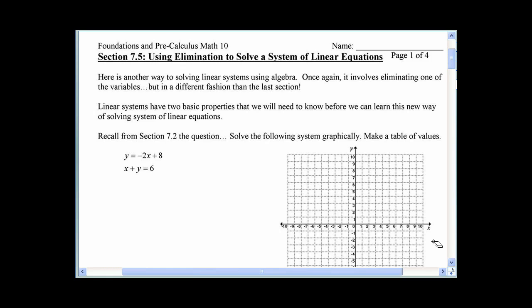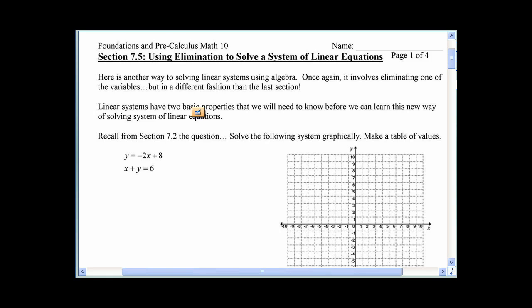Before I do that though, I want to review two basic properties of linear systems that we need to know before we can solve by elimination. So remember in section 7.2 when we asked you to solve graphically? Let's do this again as a review.